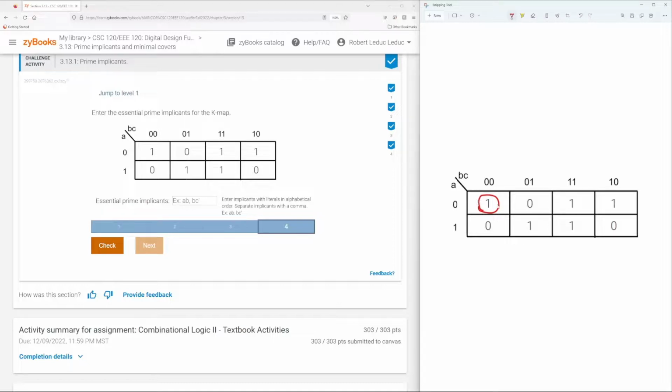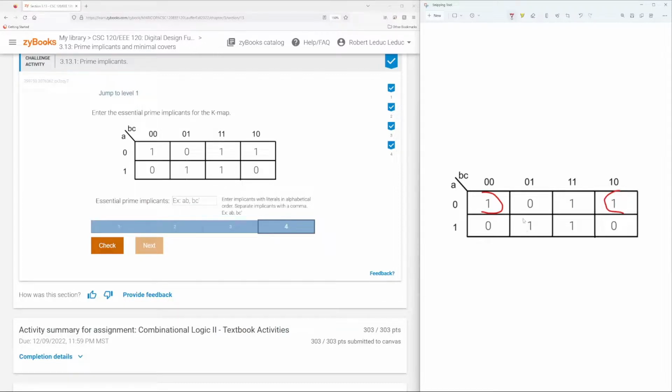But there is a larger circle than just this one. I can do a wraparound circle that comes over to this side. And this would be the largest valid circle that covers this particular minterm. There is no other largest circle that would cover this.